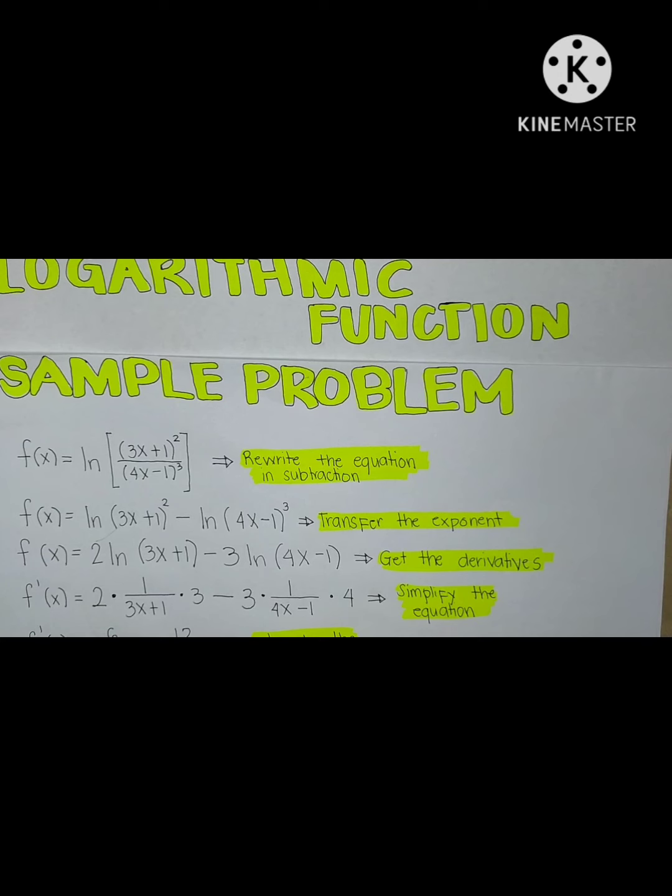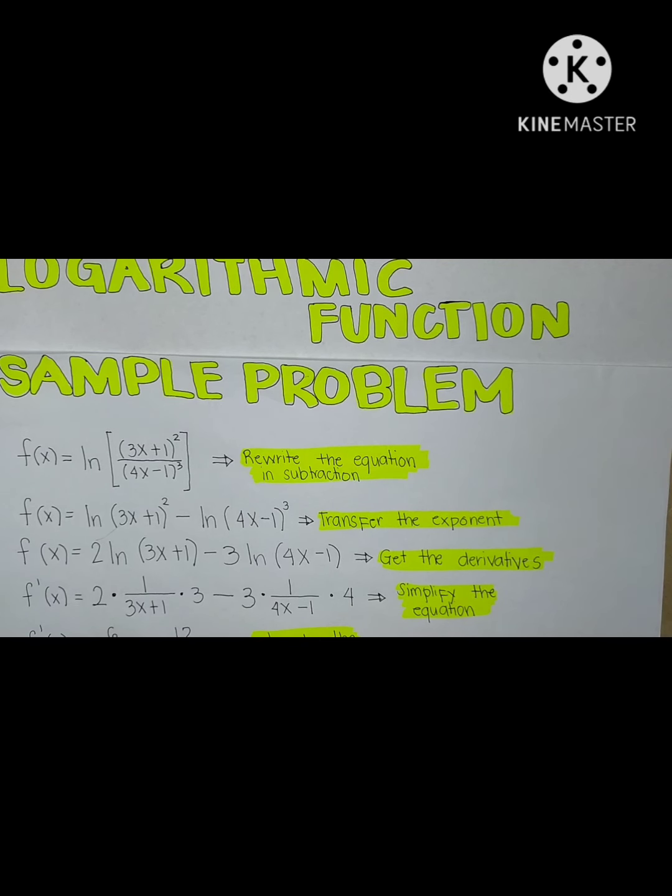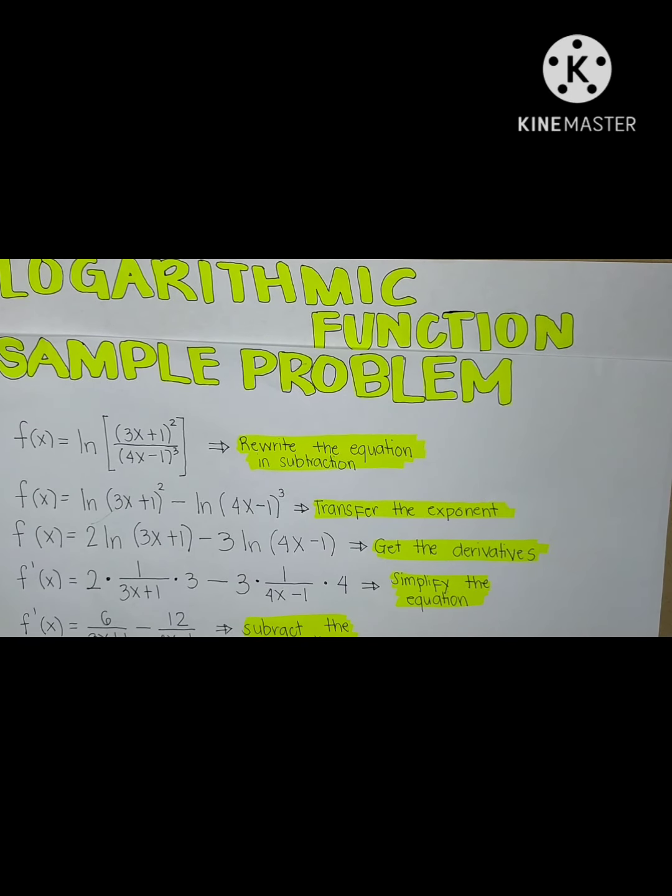Before getting the derivative of that function, we can rewrite the function as a subtraction, which is f of x is equal to natural logarithm of 3x plus 1 squared minus natural logarithm of 4x minus 1 cubed. Remember, if the natural logarithm has a power, we can pull out that power in front. We have not yet taken the derivative, but we just simplified it down using properties of logarithms. So now let us take the derivative.